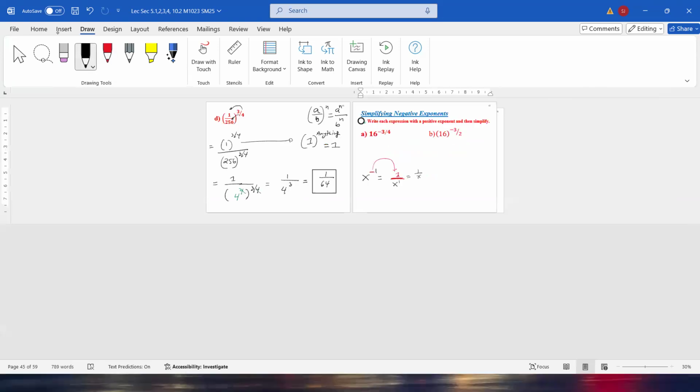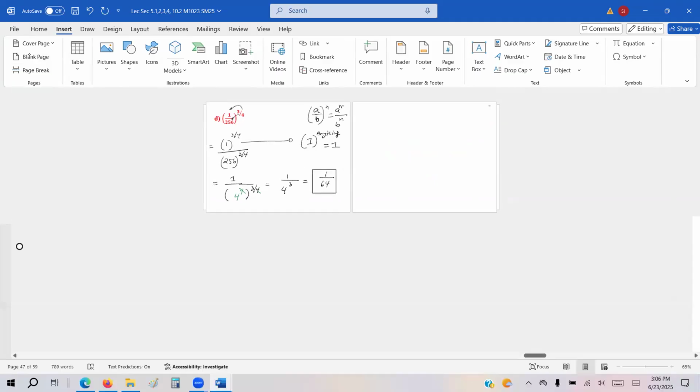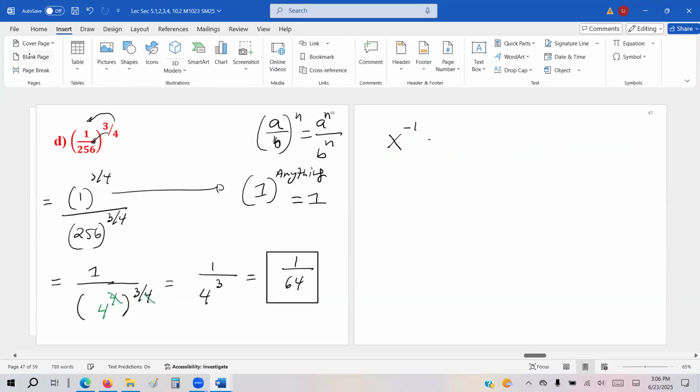So let me put the rules here. x to the negative 1 means 1 over x. x to the negative 2 means 1 over x to the positive 2. Can you guess what x to the negative 7 is? 1 over x to the positive 7. So that negative turns into a fraction, and then the power turns into positive. How about any number m? What would be the rule?